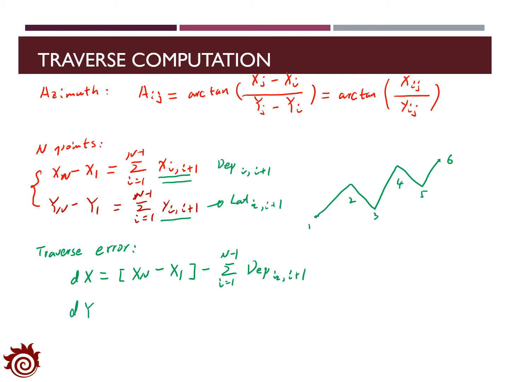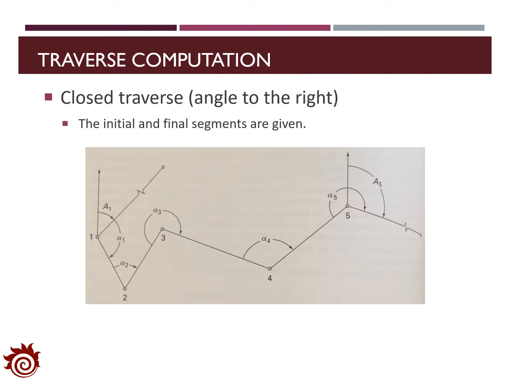For dy, we will have yn minus y1 minus the summation of i from 1 to n minus 1 of the latitudes of the line from i to i plus 1. This is the key concept we have to consider when we are using the plane coordinates for the traverse surveying. Now let's check one example to see how the computation is applied for traverse surveying.